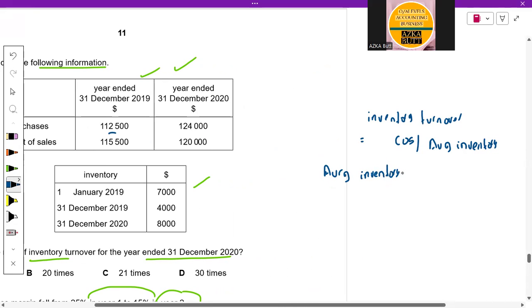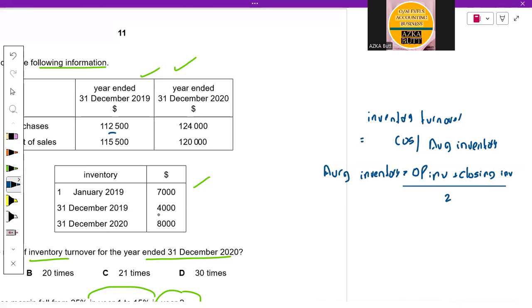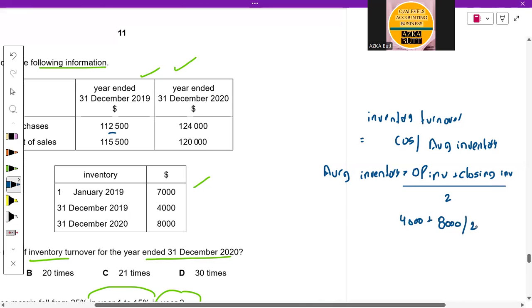For average inventory, we have the formula: opening inventory plus closing inventory, divided by 2. Opening inventory on 31st December 2019 is 44,000 and closing inventory is 8,000, divided by 2. So we have $6,000 of average inventory.